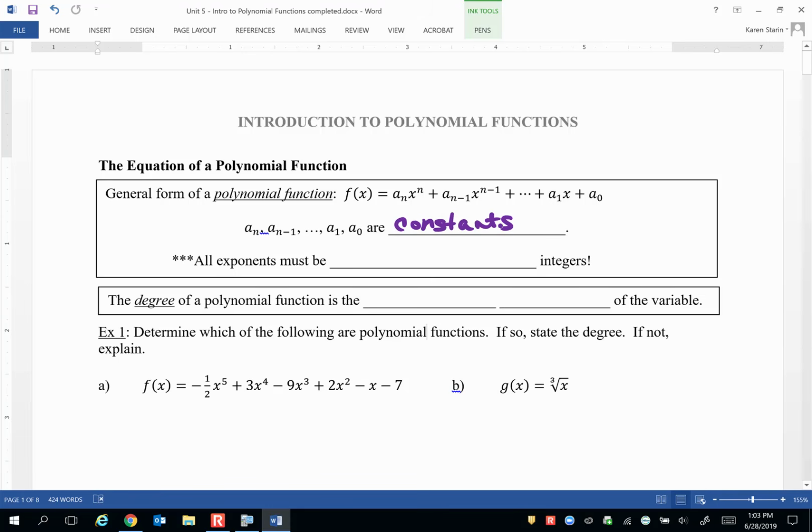All exponents must be non-negative integers. The degree of a polynomial function is the highest power that you see of the variable.